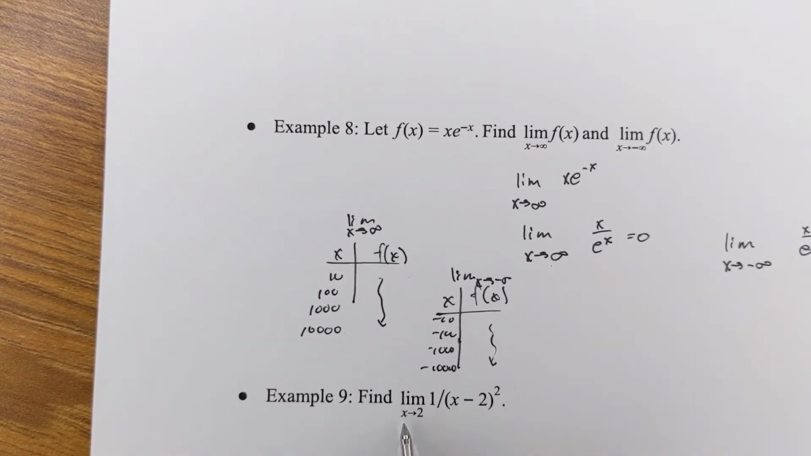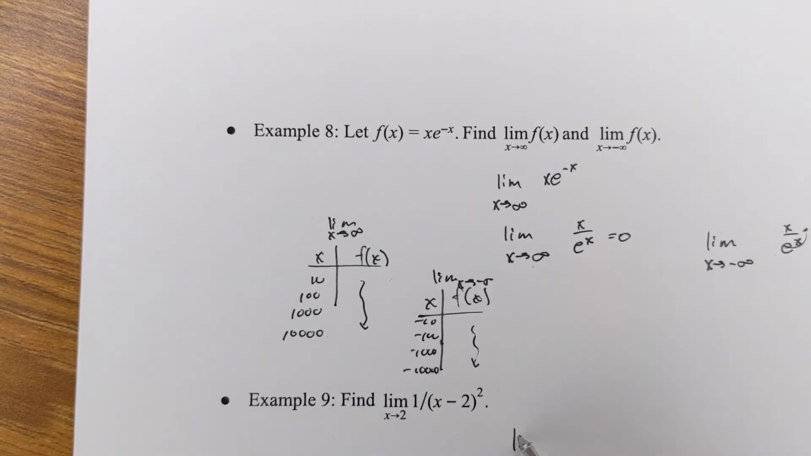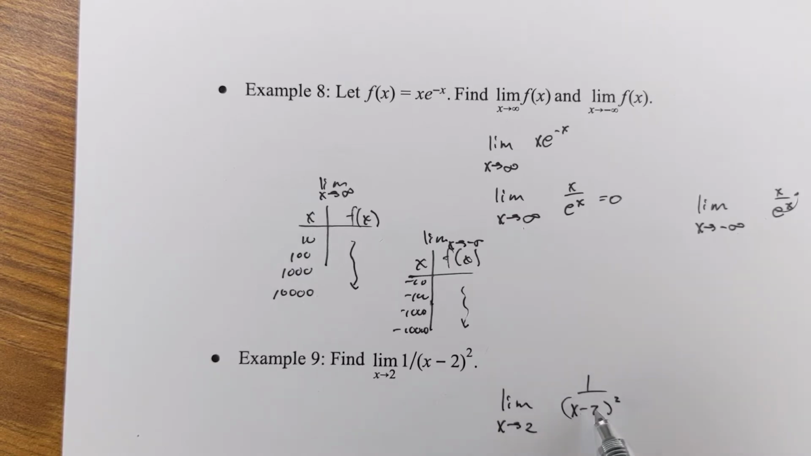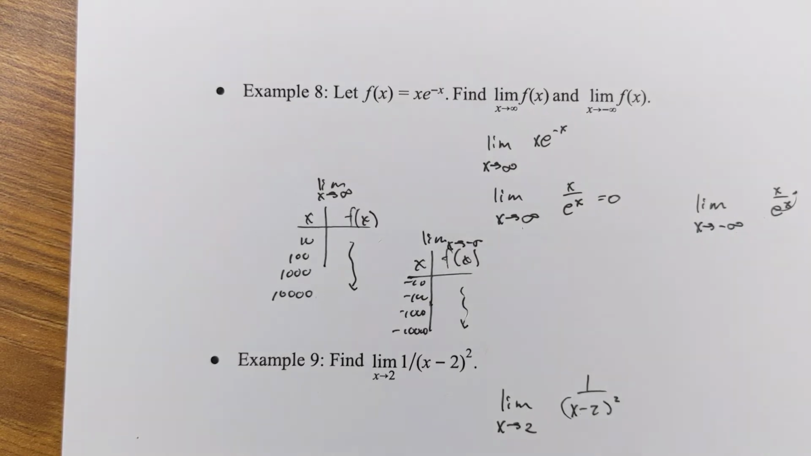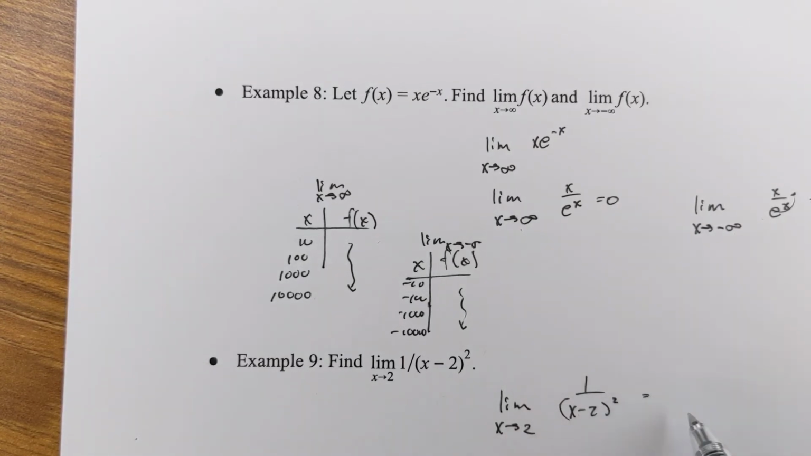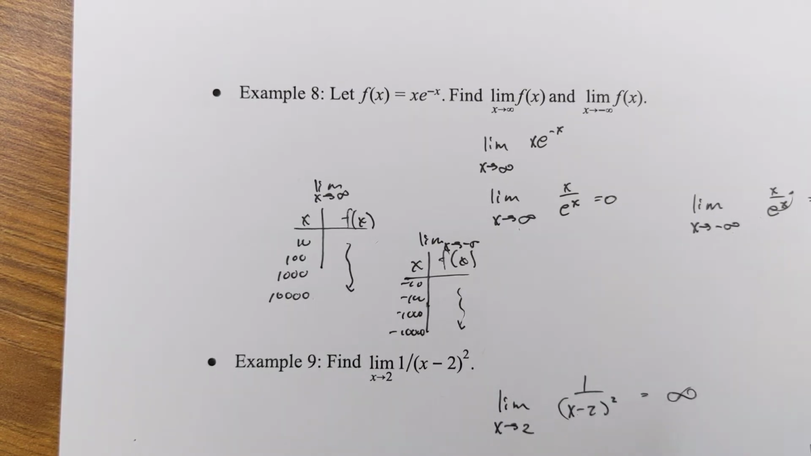All right, find the limit as x approaches 2 of 1 over x minus 2, squared. We can't just do substitution, because if I plug 2 in, 2 minus 2 is 0, 0 squared is 0, which gives me 1 divided by 0, which you cannot evaluate. But 1 divided by 0 is infinite, because as the bottom of a fraction gets smaller, the whole fraction gets larger.